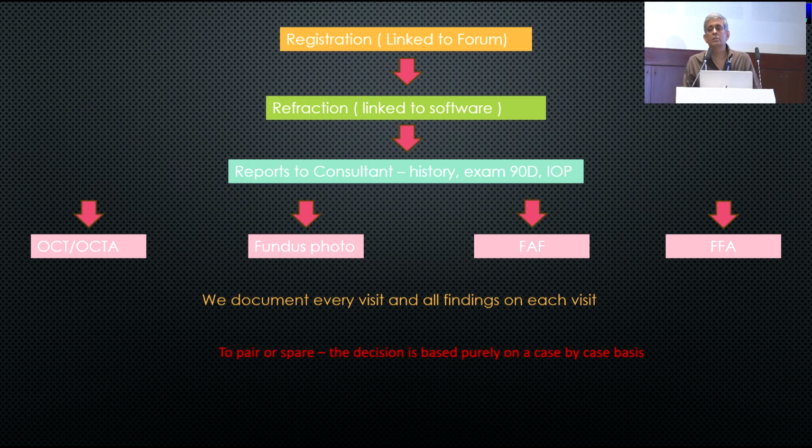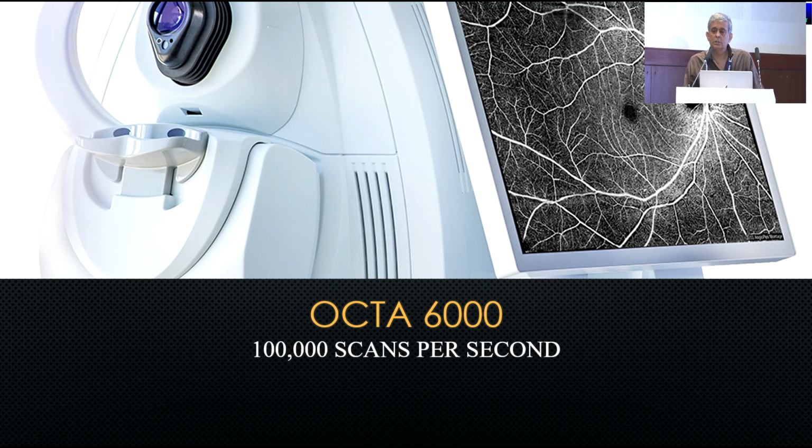Subsequent to that, the patient reaches the consultant where all the data is already on the computer, and all the history, the examination, the plus 90D, the IOP, everything is measured by the consultant on a one-to-one basis with the patient. A lot of information gets revealed when you talk to them. In the course of conversation, they'll tell you how they originally had a breast cancer. And subsequent to that, of course, all the equipment is available to us to go ahead and do what we have to do. So we use the Octa 6000.